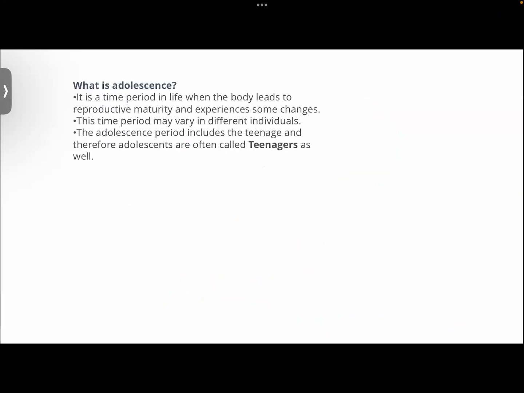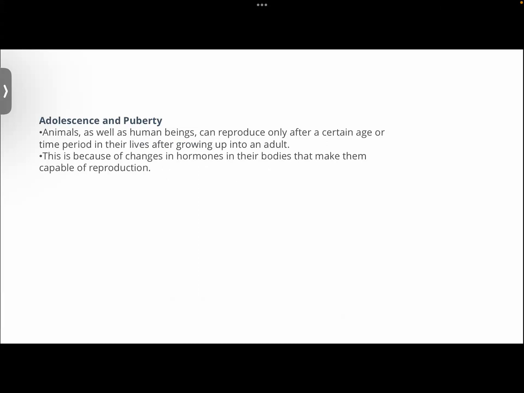Usually, in the case of girls, the adolescent period starts from 10 or 11 years. If we talk about girls, the adolescence will start from 10 to 11 years, and it will continue till the age of 18 to 19 years.